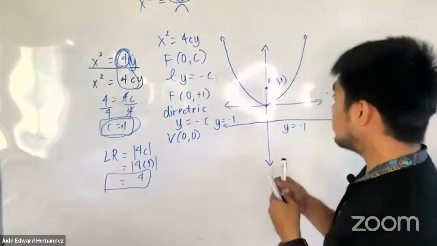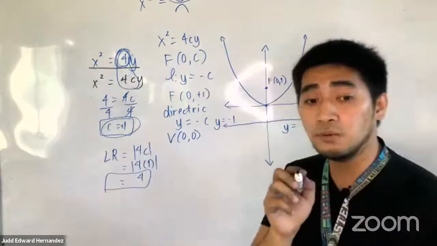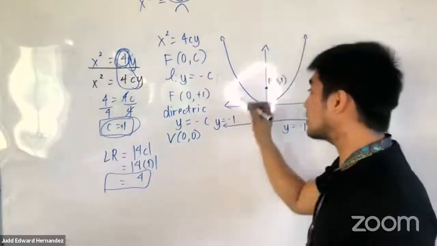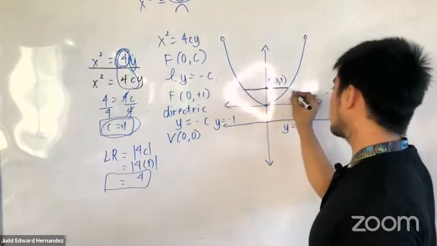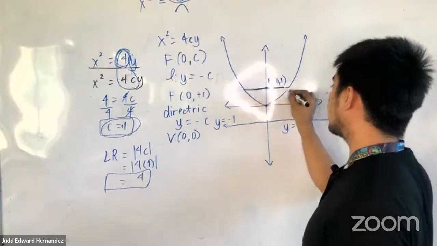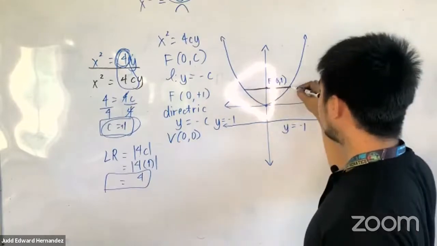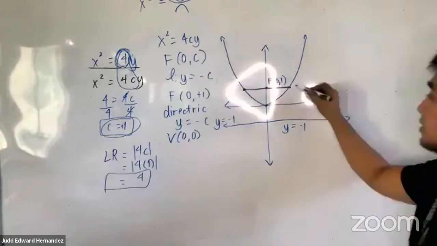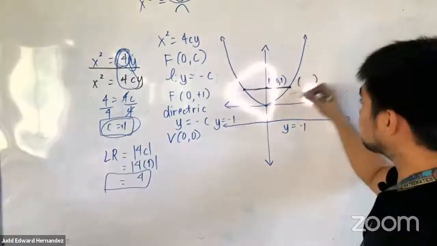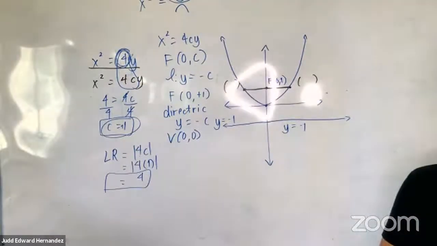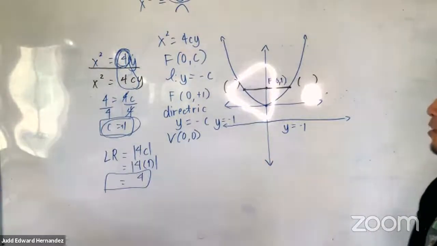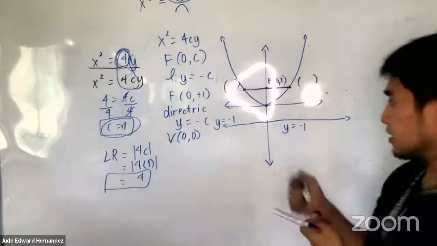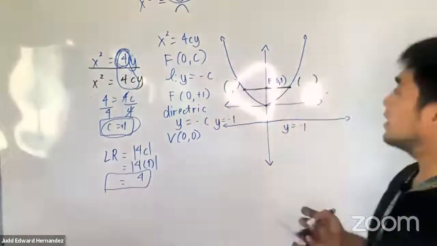So yung latus rectum ngayon is tatama sa focus. Pag nagde-drawing ka ng latus rectum, remember na tatama siya palagi sa focus. So eto ngayon yung latus rectum natin. Okay, and what are the ends of the latus rectum? Sa tingin nyo, paano kaya natin makukuha yung ends ng latus rectum na yun? This one, saka this one. Any idea dun sa mga nakakaalam?